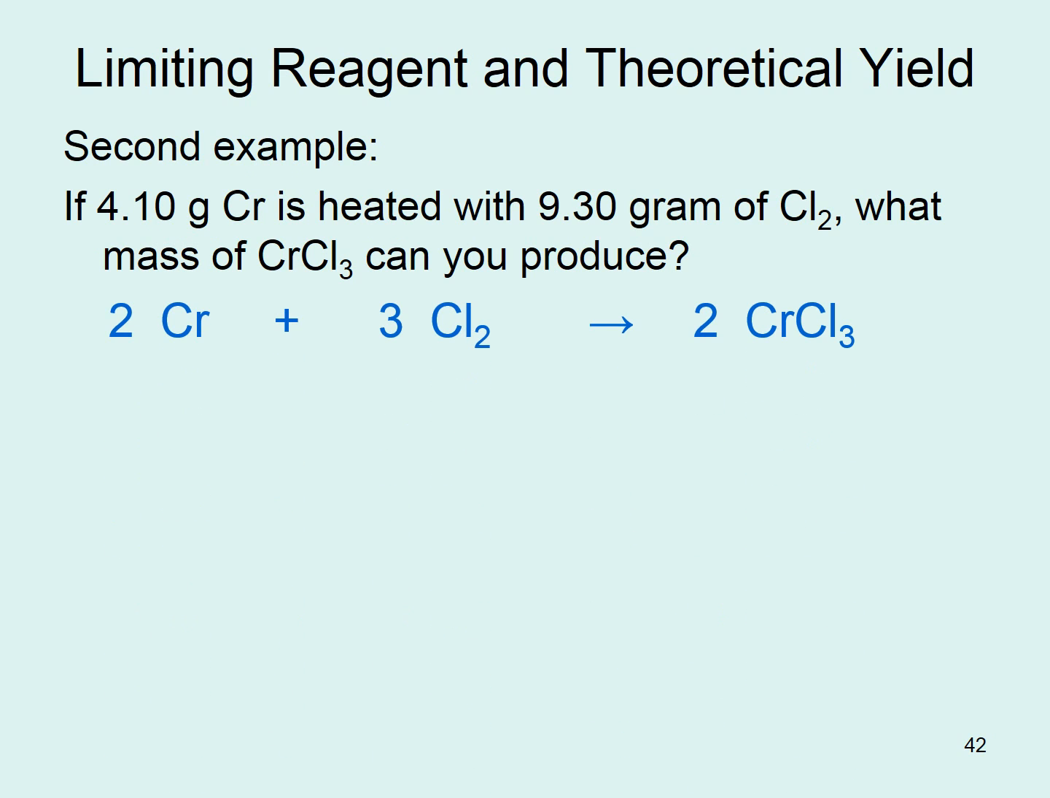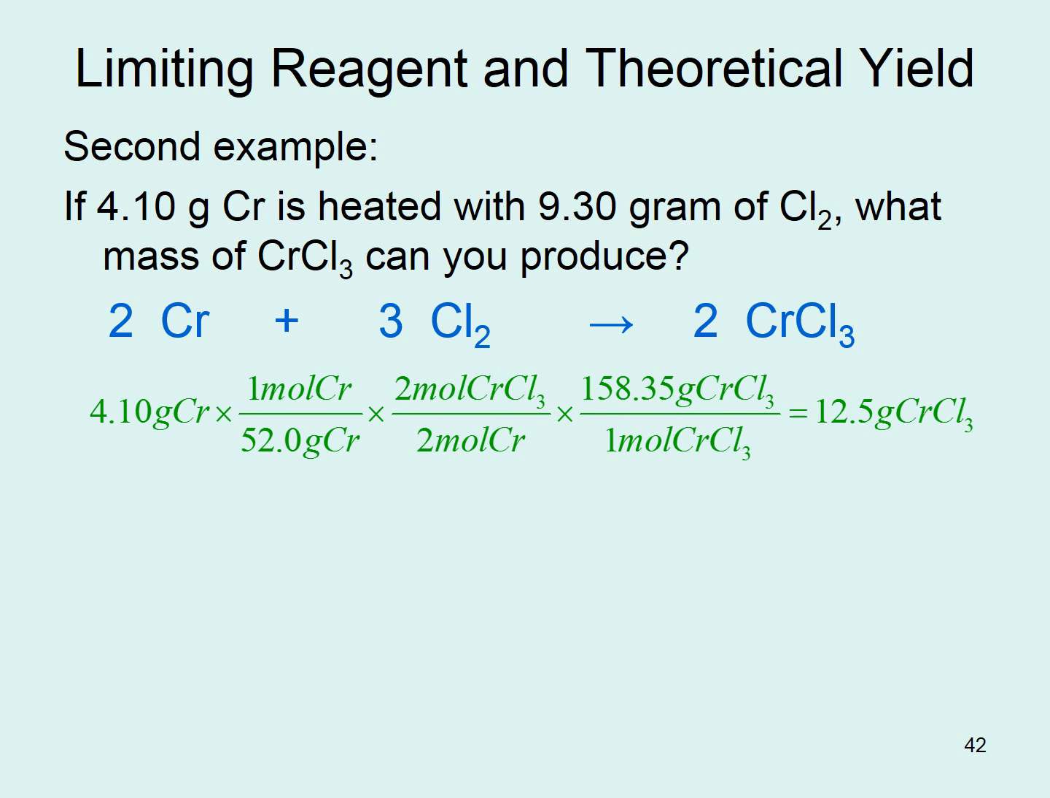All right, so here's a second example. Let's say we have 5.1 grams of chromium, and it's heated with 9.3 grams of chlorine. What will the mass of chromium chloride be? What is our theoretical yield? How much CrCl3 can we produce? So again, 4.1 grams of chromium, I'm going to take the chromium and I'm going to figure out how much product I can make.